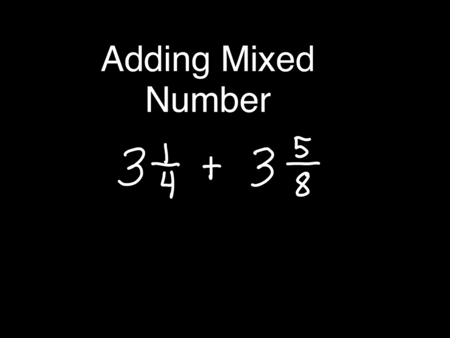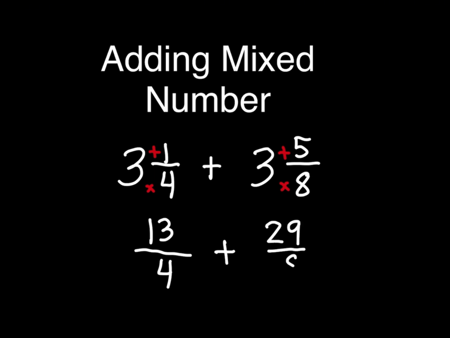So in adding mixed numbers, first you have to convert the mixed number into an improper fraction by multiplying 4 times 3 plus 1, that is 13 over 4, plus, and then 3 times 8 is 24, plus 5 is 29 over 8.